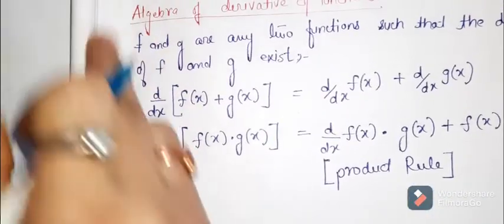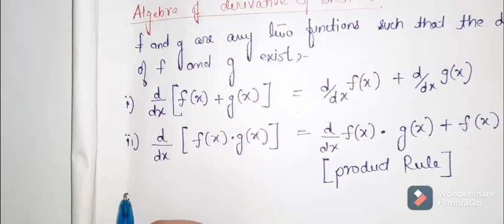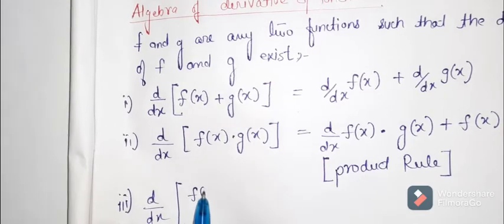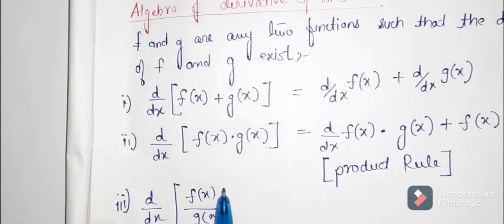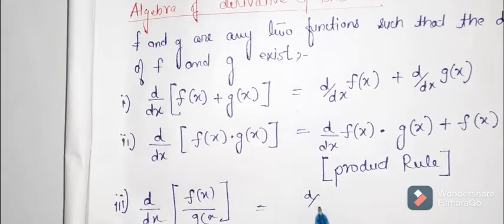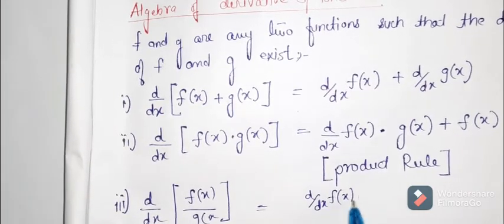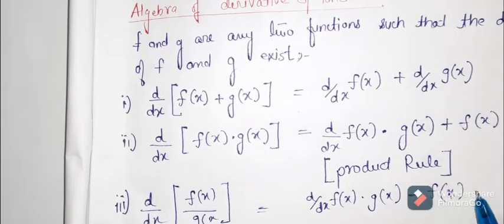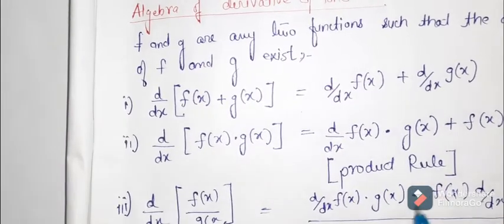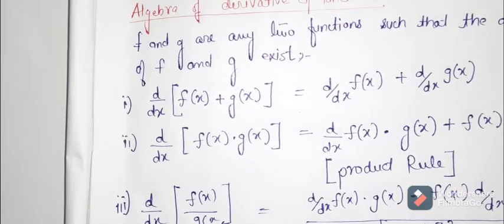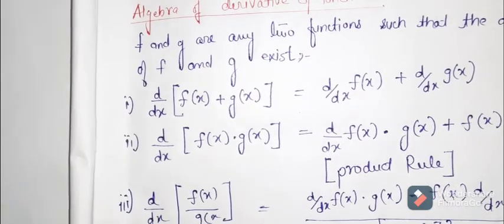Okay, so next, d dx of f of x by g of x. So this will be d dx of f of x into g of x minus f of x into d dx of g of x, divided by g of x whole square. This is called the division rule.